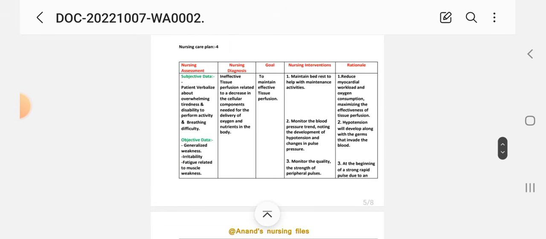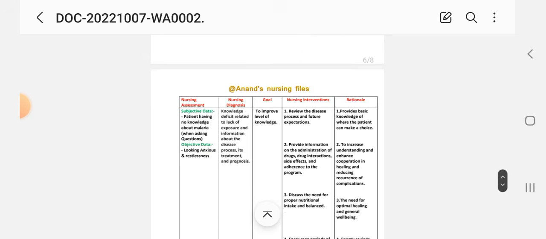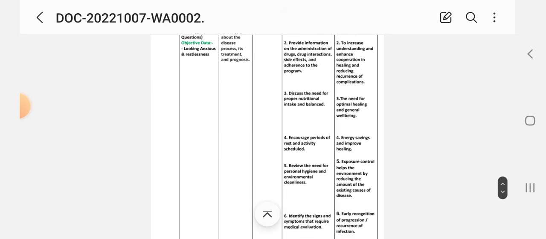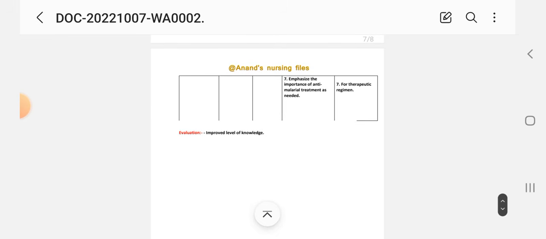Next, ineffective tissue perfusion, care plan number fourth. And fifth care plan here: deficient knowledge. So this was the nursing care plan for patient with malaria.